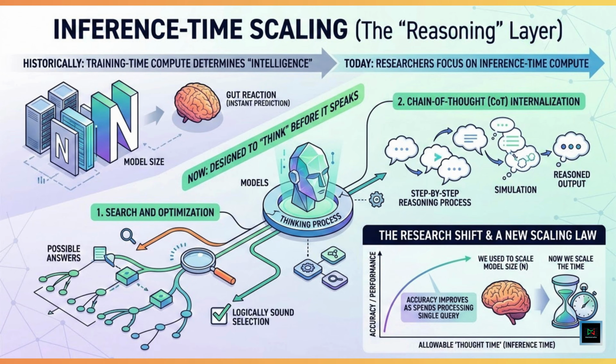Then we have chain of thought internalization. The model is trained to simulate a step-by-step reasoning process. We used to scale the model size n. Now, we scale the time the model spends processing a single query. This has led to a new scaling law where accuracy continues to improve as you allow the model more thought time during inference.